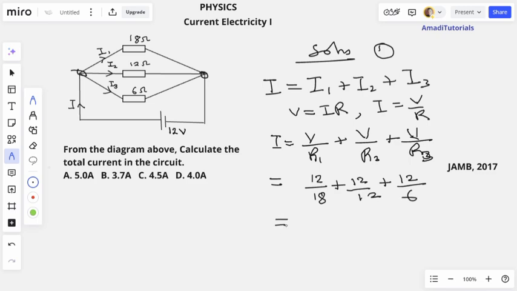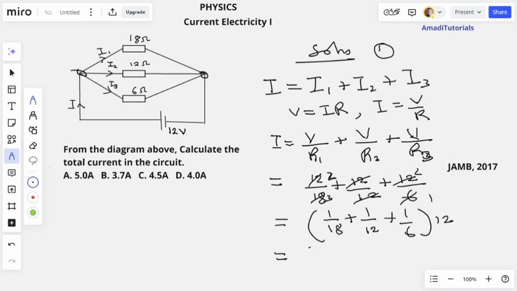This can be written as 1 over 18 plus 1 over 12 plus 1 over 6, times 12 outside. Or if that is too complex, you can still follow the normal procedure here. 12 will cancel 12, 1. 6 will cancel itself, 1. 6 cancels 12, 2. 6 will cancel here, 2, and cancel here, 3.